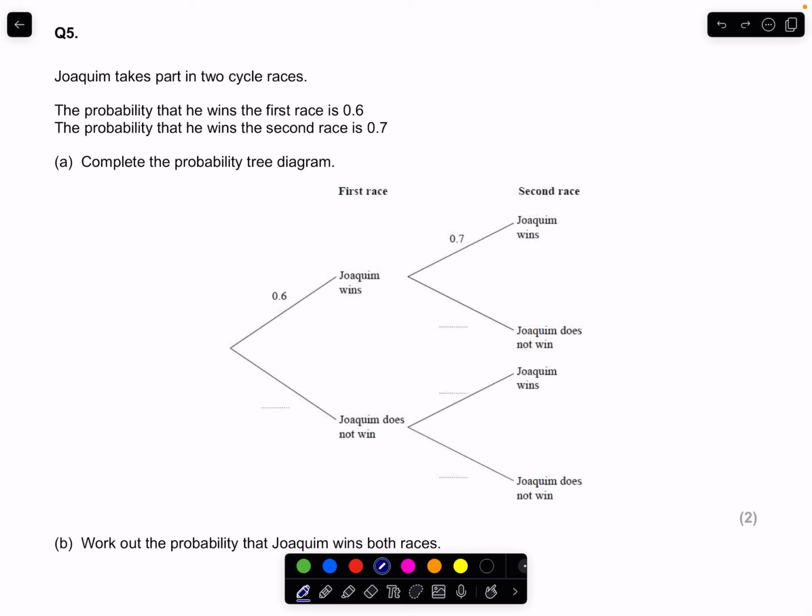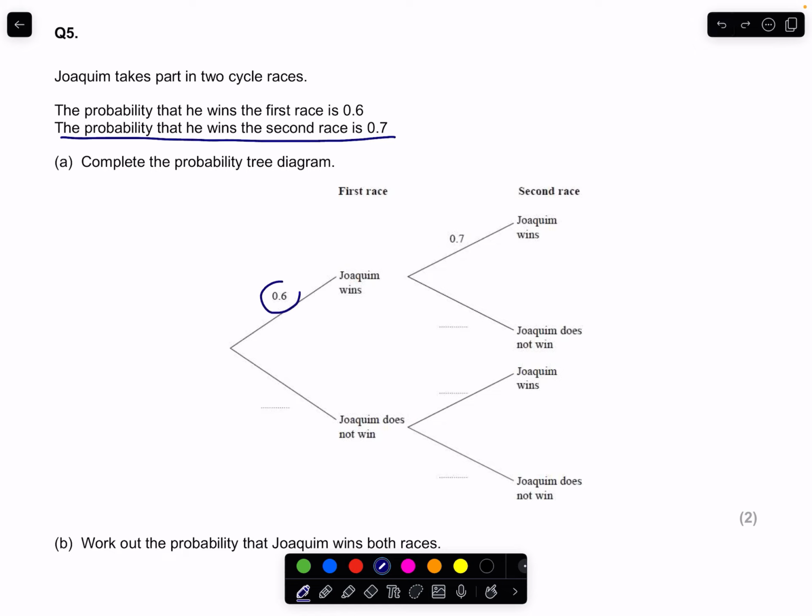Question 5. Joaquim takes part in 2 races. The probability that he wins the first race is 0.6, so that's shown here based on the first race. The probability that he wins the second race is 0.7, and that's shown in this section. Complete the probability tree diagram.